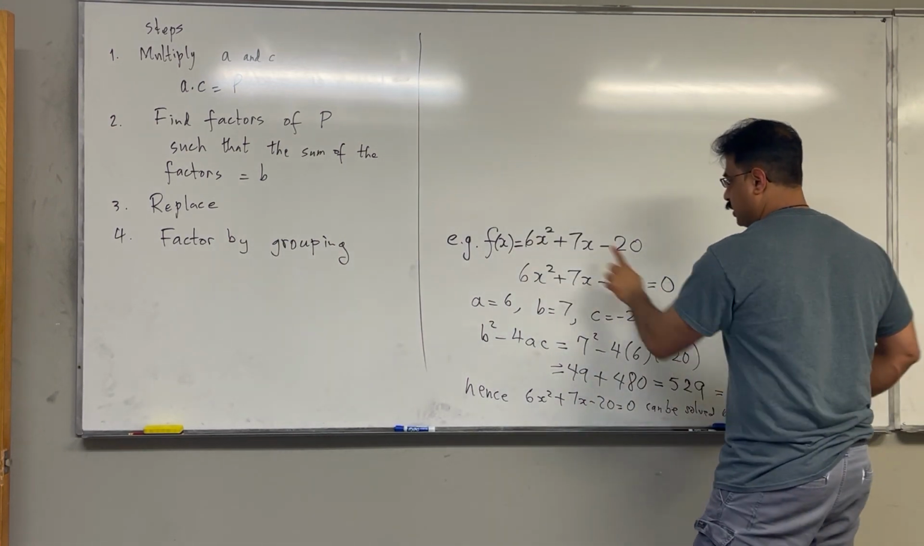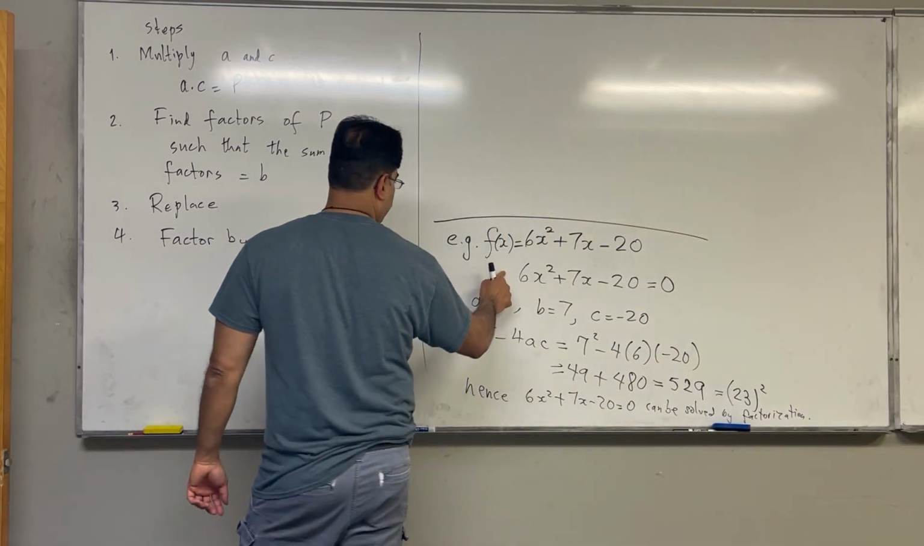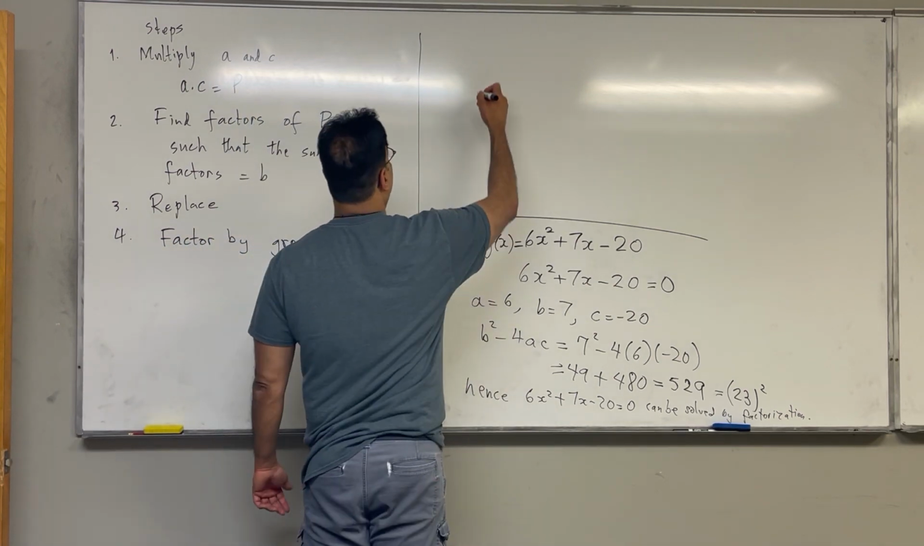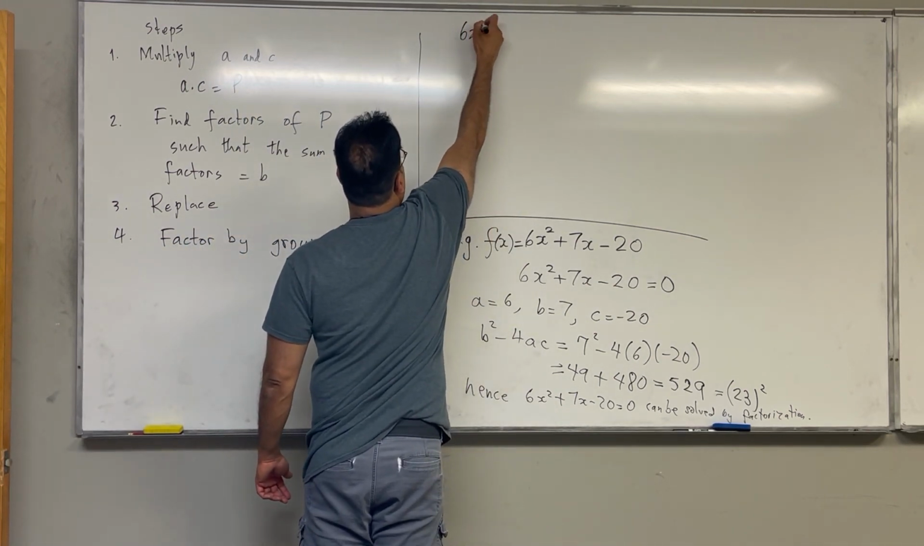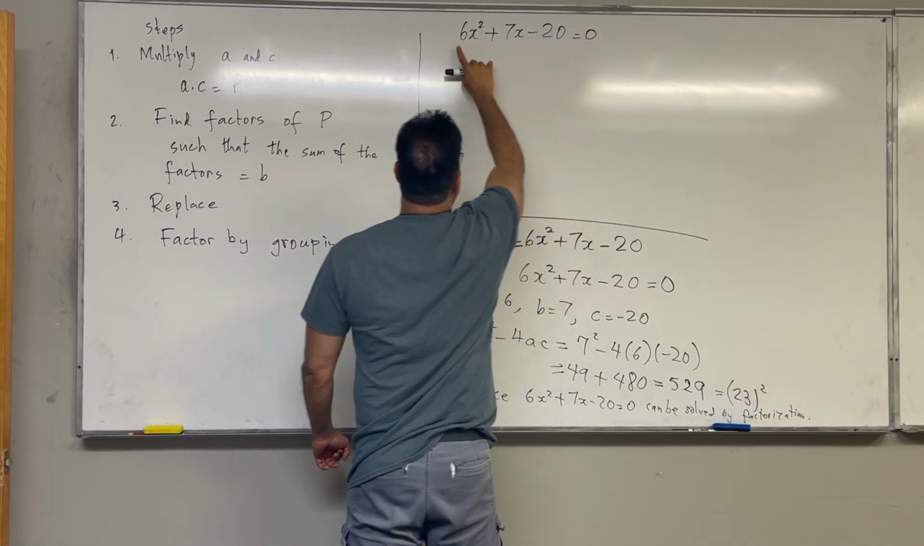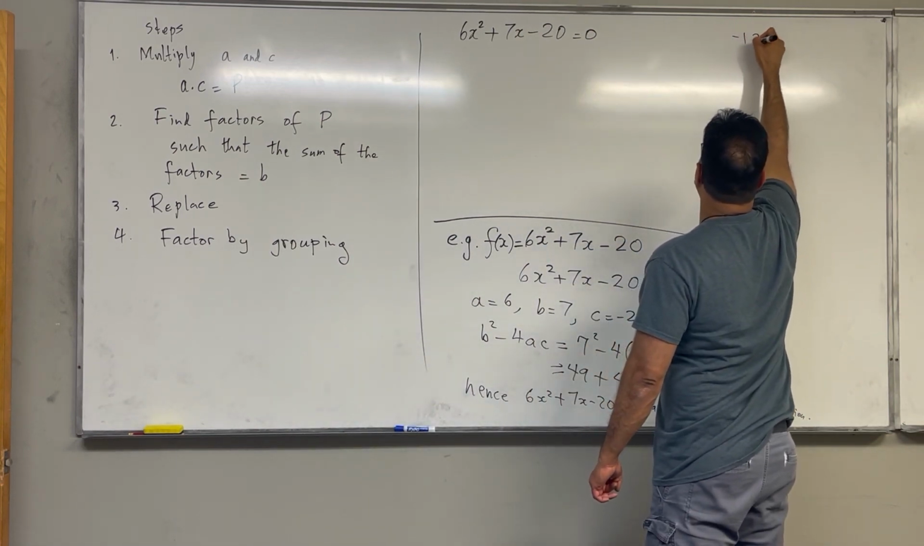Remember, we started with this particular function. This is the equation when we set f of x equal to 0. Let's factor it out. 6x squared plus 7x minus 20 is equal to 0. Multiply 6 with -20, which will give you -120.